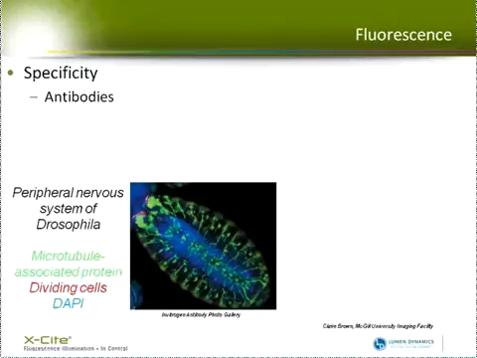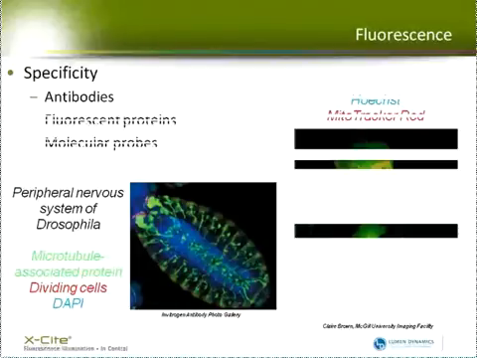And the main reason that fluorescence microscopy has thrived so much is because of the specificity. So you can use antibodies, which are going to label very specific molecules within your tissue or your sample. This is an example of the peripheral nervous system of a Drosophila embryo. And you can see in green is microtubules, red are the cells that are dividing, and DAPI is just showing the nuclei of all the cells within the Drosophila. So you can get a lot of information, and now you're looking at very specific proteins or very specific regions of the cell with the fluorescence.